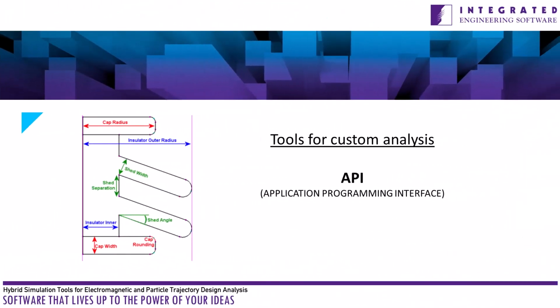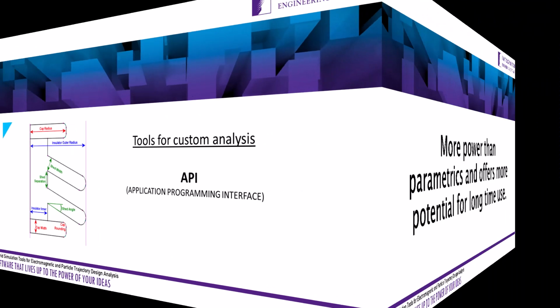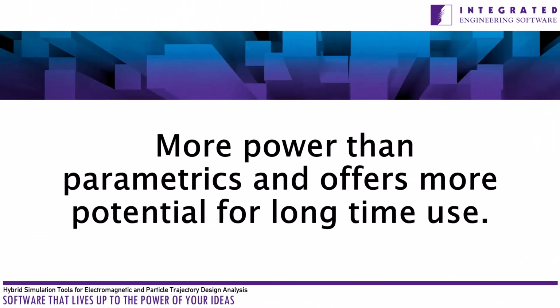Scripting via the API is the other major way of automating the use of integrated software. Scripting takes more setup time than parametrics, but offers much more power and has more potential for long-term use. While parametrics are restricted to studying systematic variation of existing model parameters, scripting offers many more possibilities. This demonstration script will duplicate what the parametric in the first part of this sample did and produce a table and plot of E versus displacement.